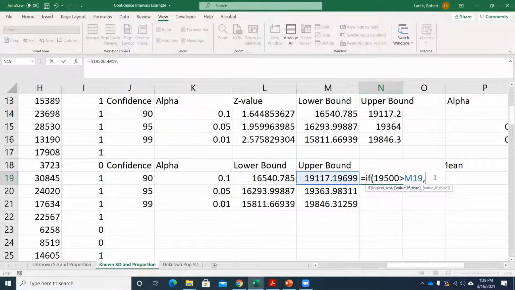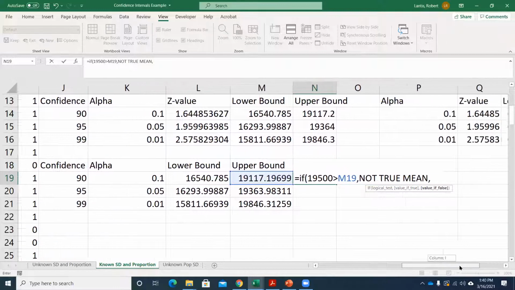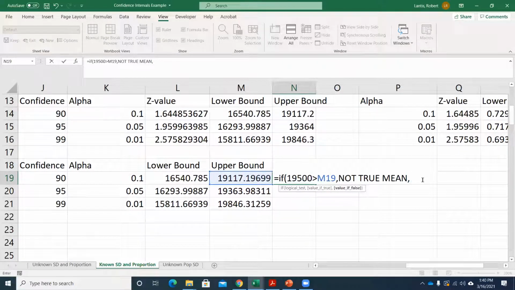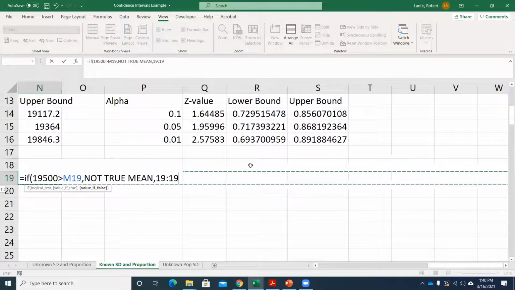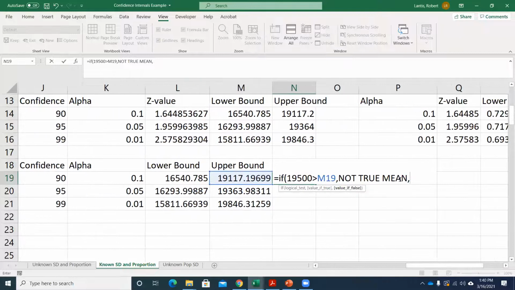So right, if it's above the upper bound, it can't be one of the true population means. So not true mean. Okay. Comma, if it's false, then I want this cell to read, oops, not that, hold on, I accidentally hit something, there we go. So comma, if it's false, right, and it's not greater than the upper bound, so that would mean that it's actually in the interval, maybe just put in interval.